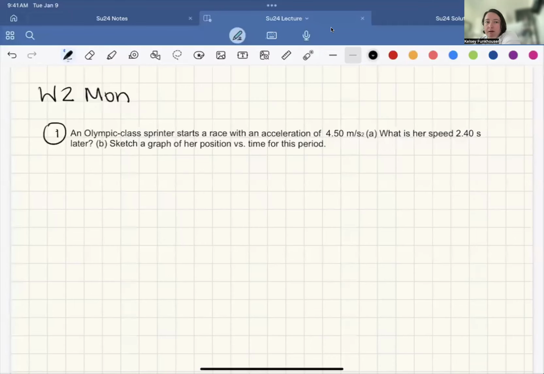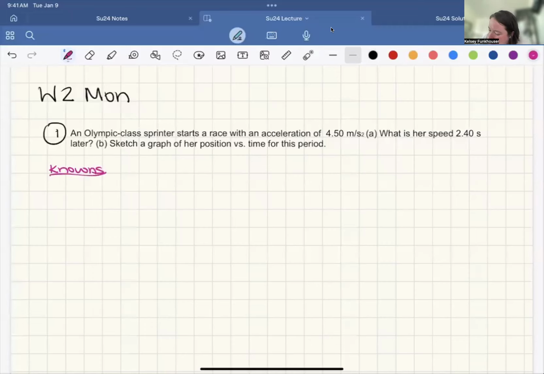Okay, so starting with question 1, I'll read it. An Olympic class sprinter starts a race with an acceleration of 4.5 meters per second squared. What is her speed 2.4 seconds later? And then sketch a graph of her position versus time for this period. So we will start out with our knowns and unknowns.